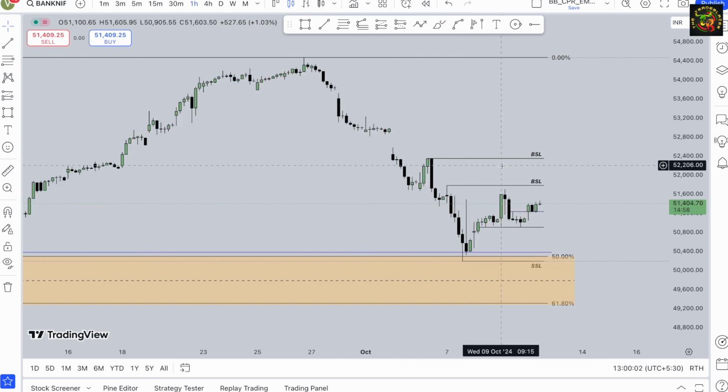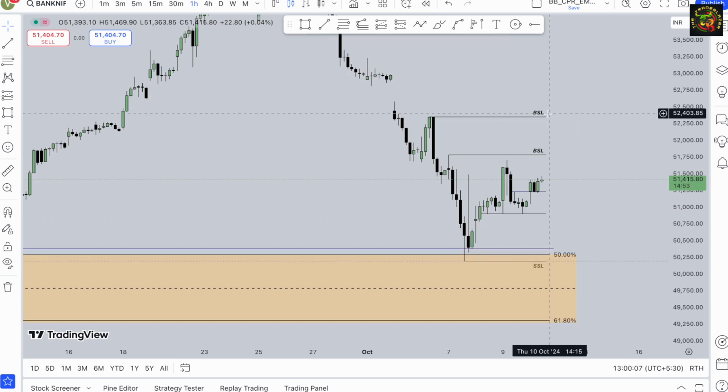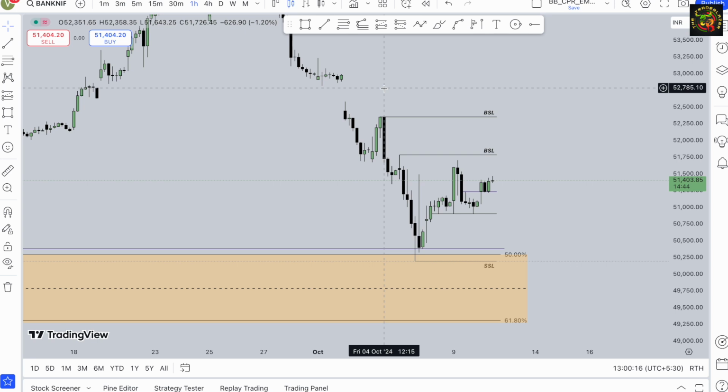Okay, and what are the levels that I have drawn for today's intraday trading? So these are some of the important liquidity areas or the levels that I have drawn for today's intraday trading. Now, what are the setups and what is the view for today's intraday trading, right?